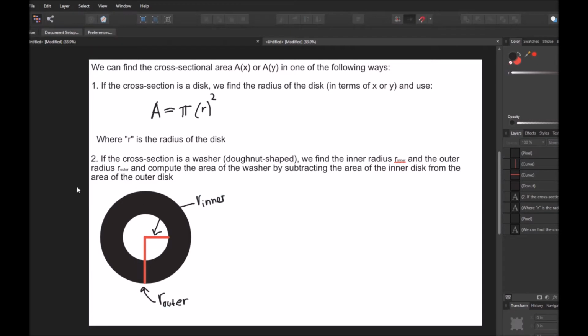So if you look at this washer here, this small line is the radius of the inner circle, or the inner radius, and this longer line is the outer radius. So we're going to subtract the area of the inner disk from the area of the outer disk, and we would just get the area of this black region right here. So now that I've introduced you to the concept, let's get to some practice problems.